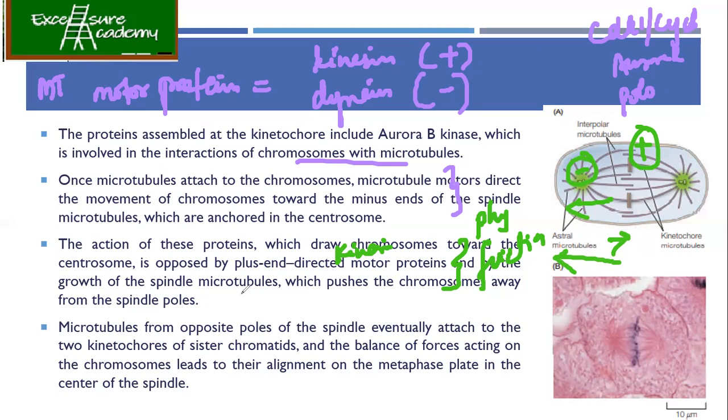Now, microtubules from opposite poles of the spindle eventually attach to the two kinetochores of the sister chromatids, and the balance of the forces acting on the chromosomes leads to their alignment on the metaphase plate in the center of the spindle. In the figure, this is your cell. Here is your centrosome, and this blue thing is your metaphase stage, where the DNA or the chromosomes have been aligned. Okay, so this is the metaphase stage.